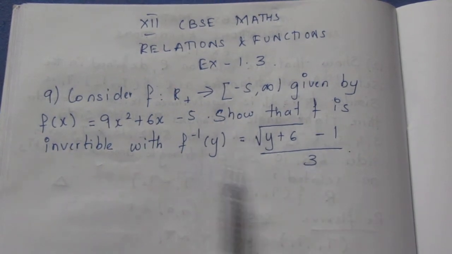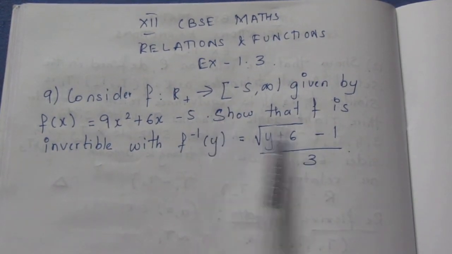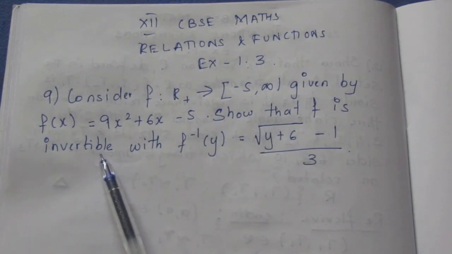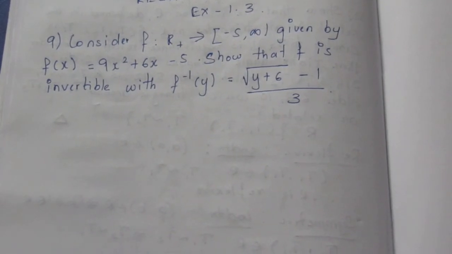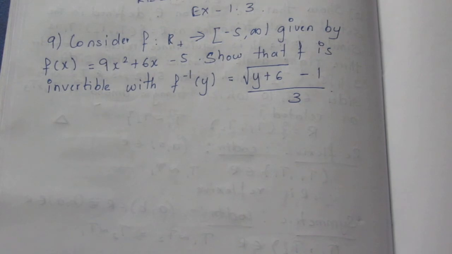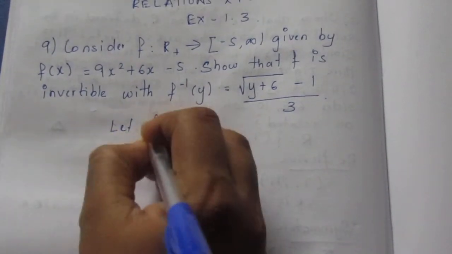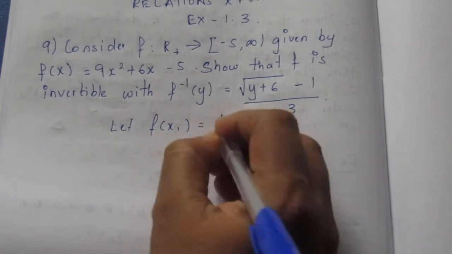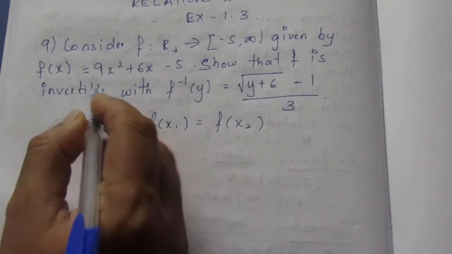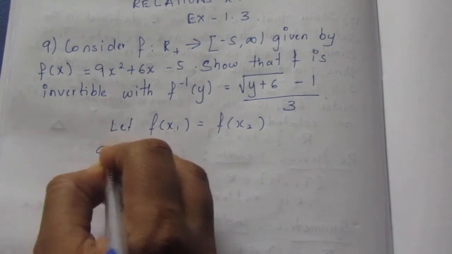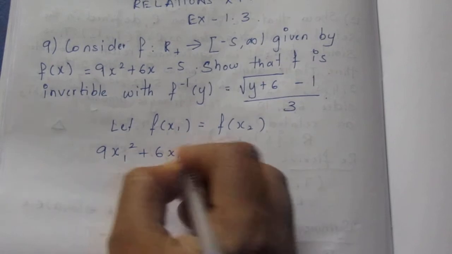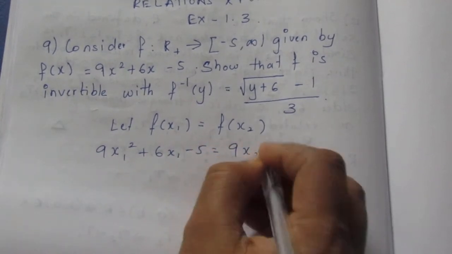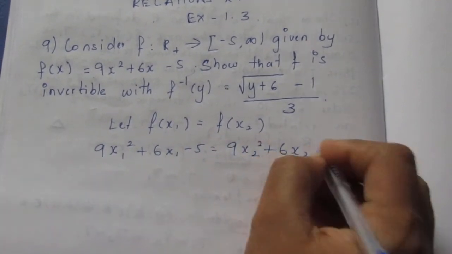We need to show the f inverse of y is this, and also we need to show that f is invertible. Invertible means it has both one-to-one and onto function. Now let us prove the one-to-one function. For one-to-one, let f(x1) is equal to f(x2). We know the f(x) value. Instead of x, just write x1. 9x1² + 6x1 - 5 is equal to 9x2² + 6x2 - 5.